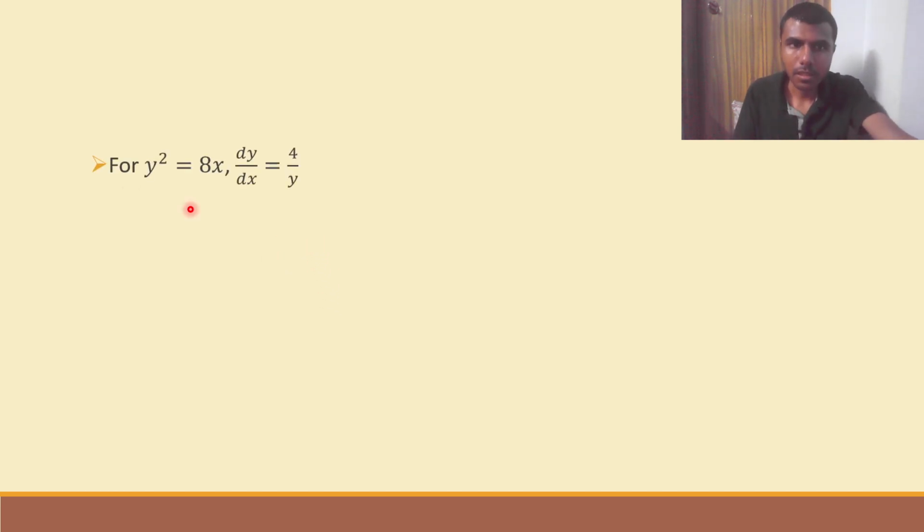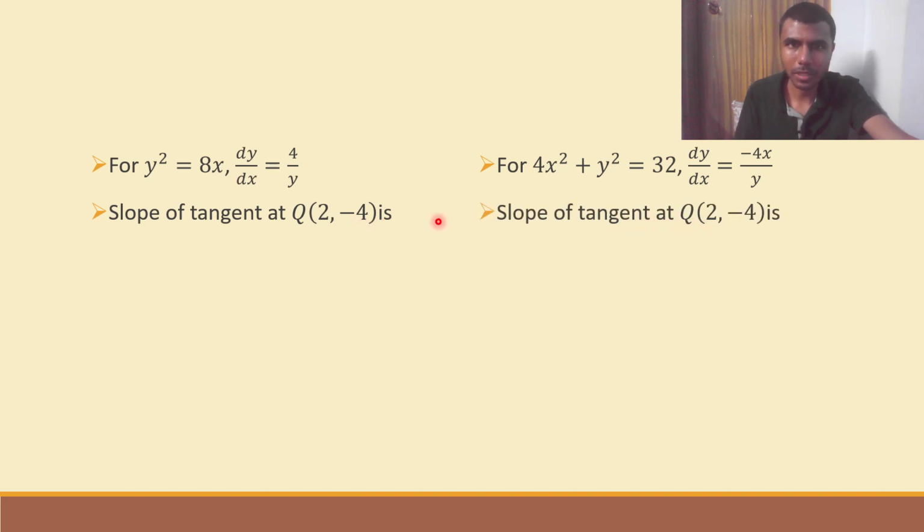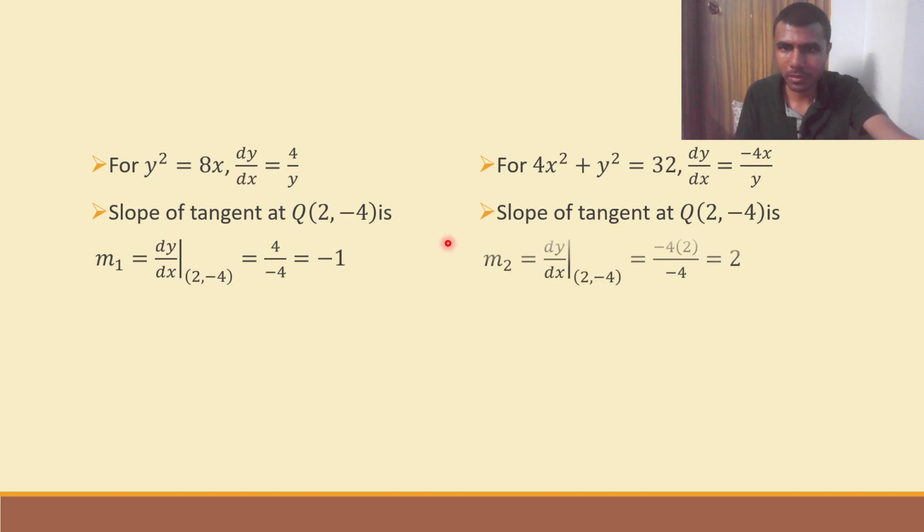Fine. For y square equal to 8x, dy by dx is this. For 4x square plus y square is 32, dy by dx is this. This we already found out. Now at point Q, 2 comma minus 4, I think everything is okay. See, slope of tangent at Q 2 comma minus 4. Here x is 2, y is minus 4. Our dy by dx is 4 by y. So y is minus 4. So dy by dx at 2 comma minus 4 is 4 by minus 4, which is minus 1.